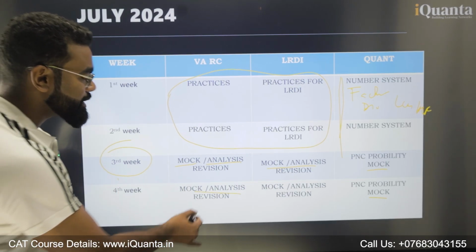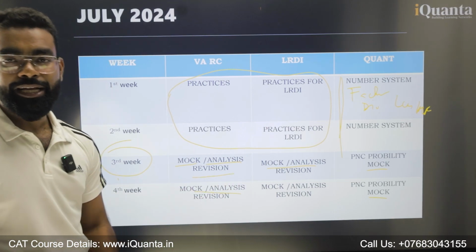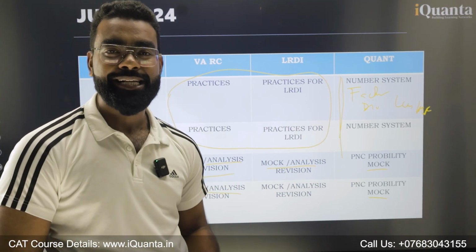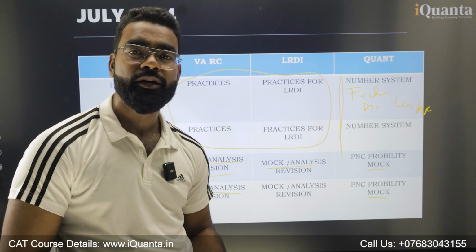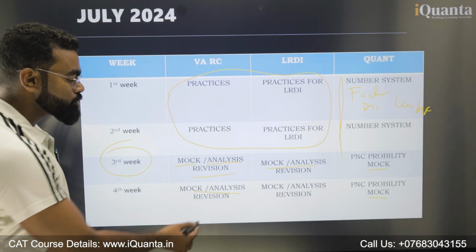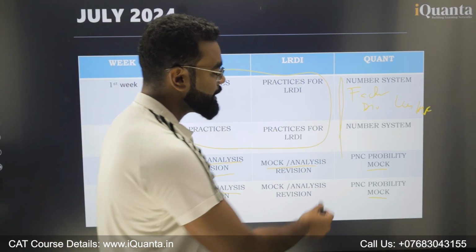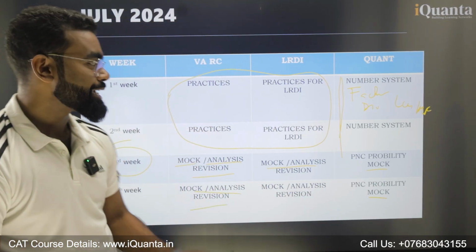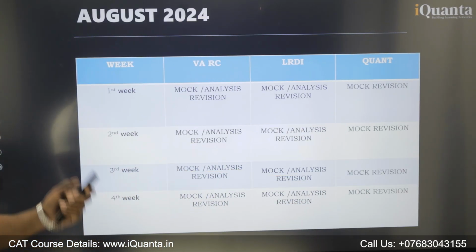And second, revision is always there. After you take one mock, for the next 5 days you have to revise it. You need to understand where you went wrong in your mock, analyze it properly and revise. So mocks will start from this, and here we can complete PNC and probability in the quant section. So let's go for July, then August.